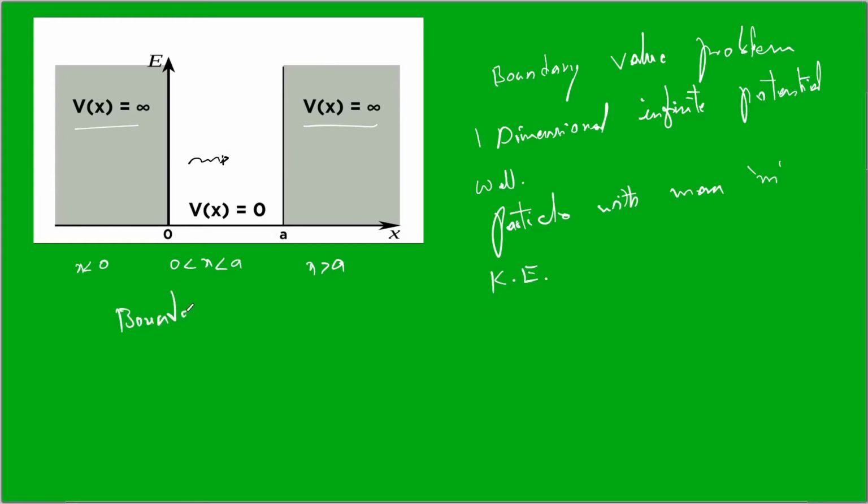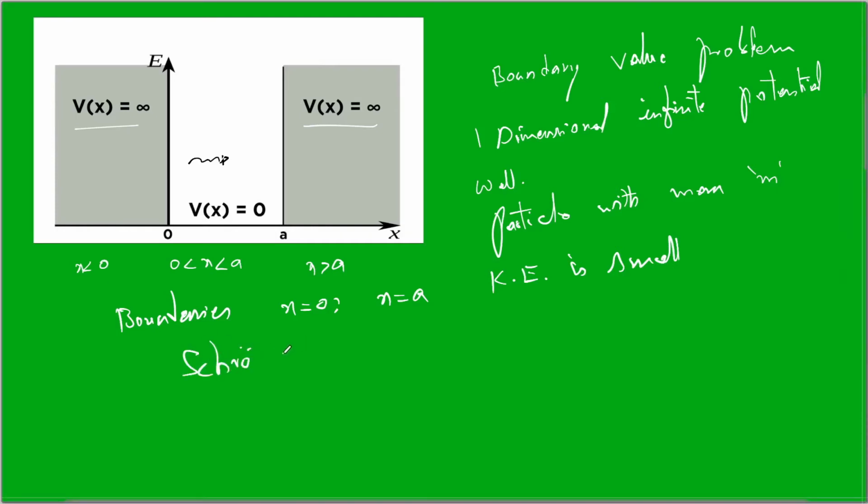We have boundaries. One is at x equal to 0 and the other one is at x equal to a. As a result, the particle will be oscillating between these two boundaries. Since the kinetic energy of the particle is small, the particle always lies close to the bottom of the potential well.